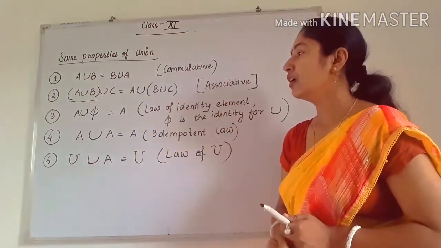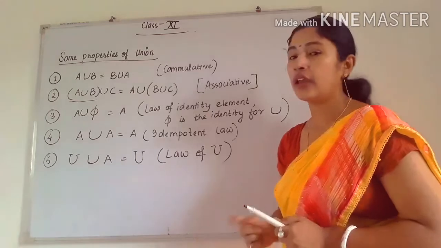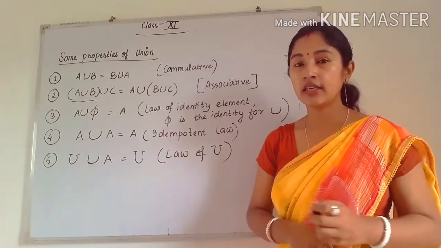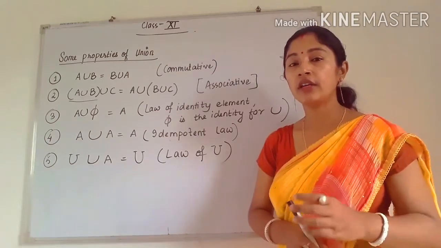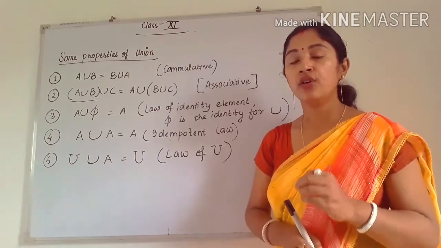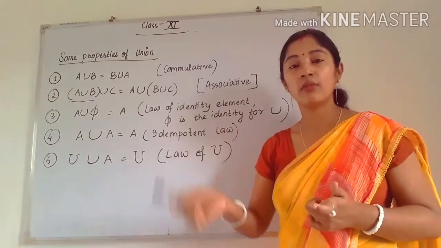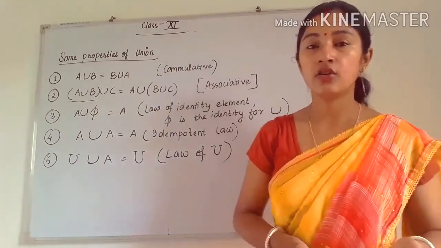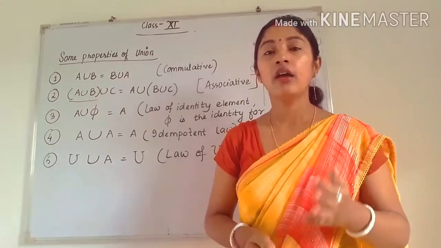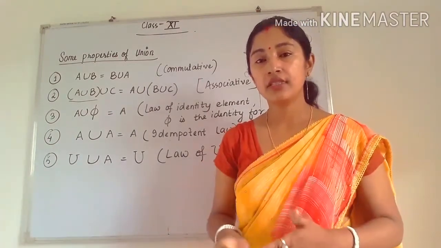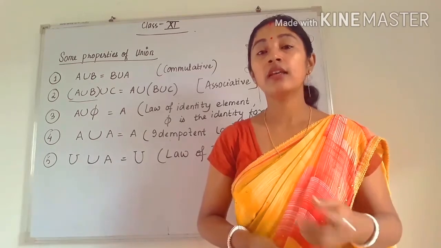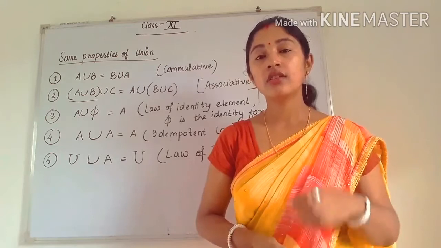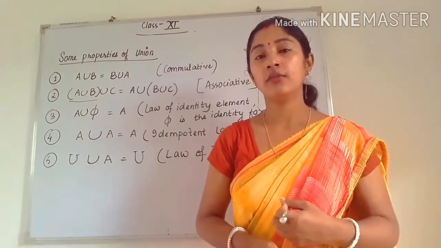Next is number 3, A union phi is equal to A. This is the identity element. Already you have studied additive identity. What is the meaning of additive identity? When we add 0 to any number, any integer or any whole number, the number remains the same. That means 0 is the additive identity for whole numbers and integers.